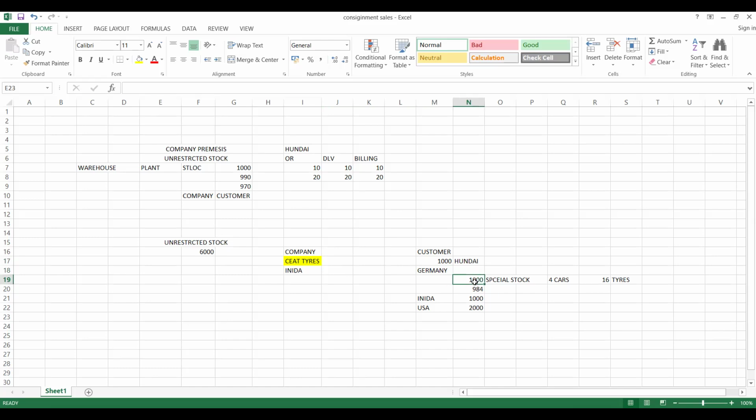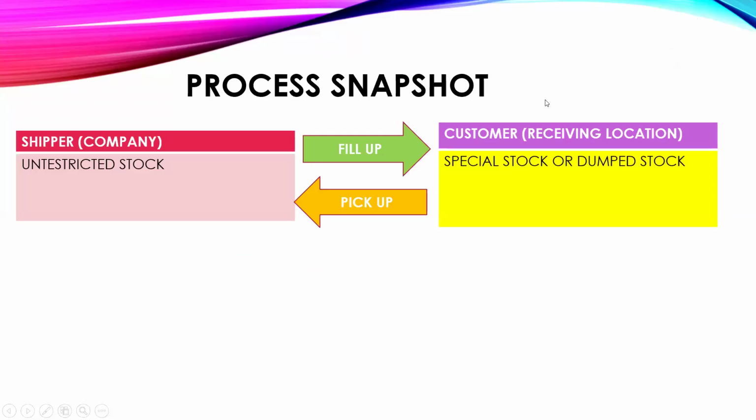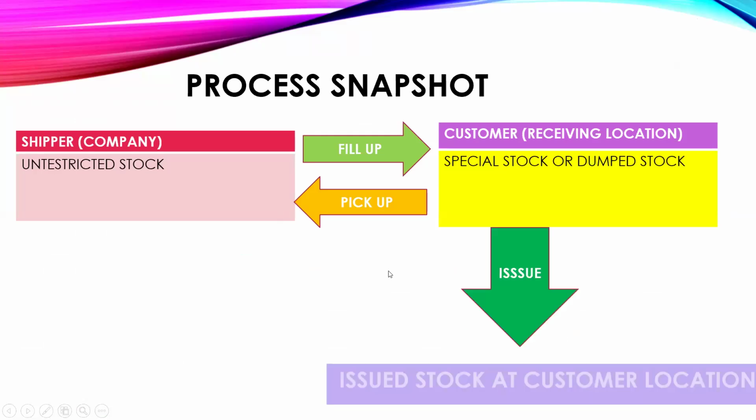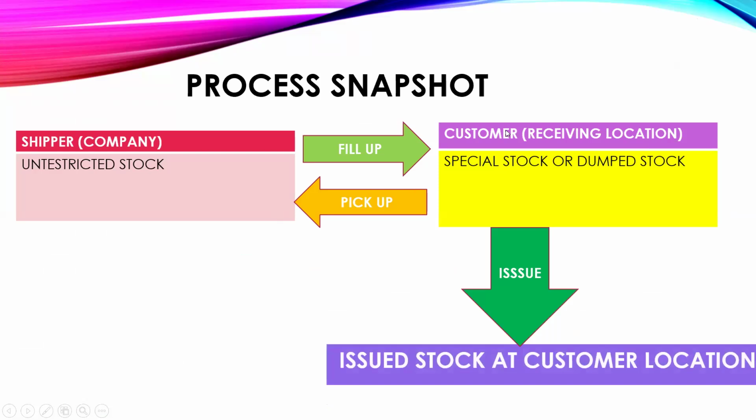For example, of this 4000, 1000 is sent back. It will be sent back to your unrestricted stock. That means the company is picking it up and taking it back to their location. That we will call a consignment pickup. So filling up at the customer location is the fill-up, and taking back is pickup. Consignment issue is whatever stock is issued. If 16 tires we have utilized, that is called consignment issue.